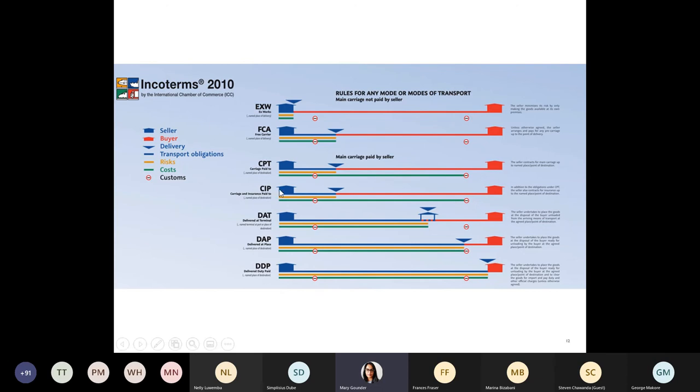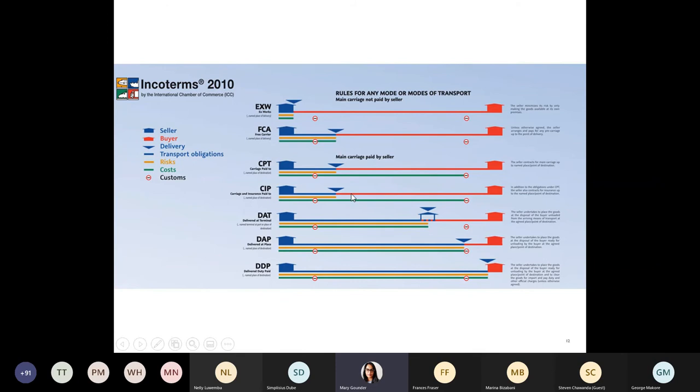Okay, then you've got carriage paid to. Here, as a seller, you're paying till the first carrier, but you are also paying the cost up until delivery in their country. So this is why it's important, because not everything's as straightforward as Ex Works and free carrier. In some cases, yes, you're paying the cost, but in other cases you're not paying the cost right up until delivery. Or you may have to pay insurance up until delivery. So all of these change depending on the Incoterm that you're using.